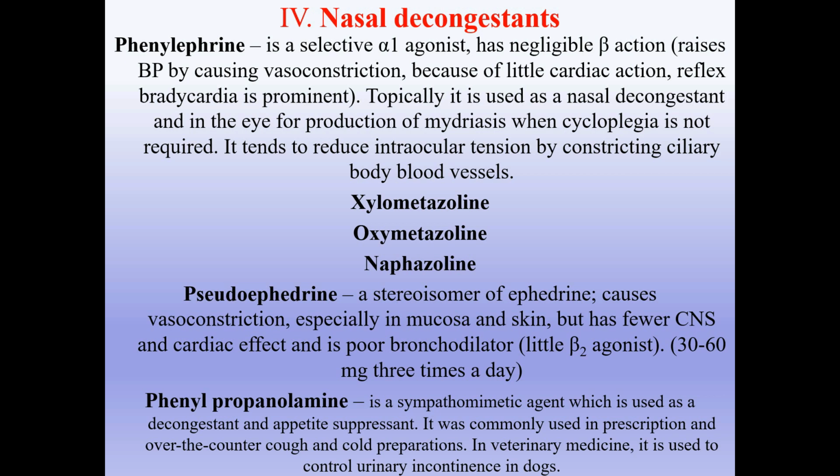Pseudoephedrine, a stereoisomer of ephedrine, causes vasoconstriction, especially in mucosa and skin, but has fewer CNS and cardiac effects and is a poor bronchodilator, with little beta-2 agonist action. Dose is 30-60 mg 3 times a day. Phenylpropanolamine is a sympathomimetic agent used as a decongestant and appetite suppressant. It was commonly used in prescription and over-the-counter cough and cold preparations. In veterinary medicine, it is used to control urinary incontinence in dogs.